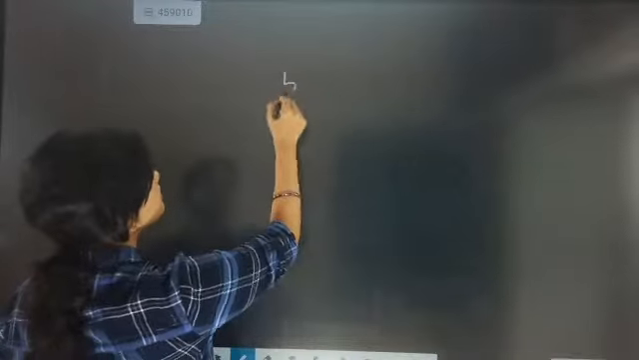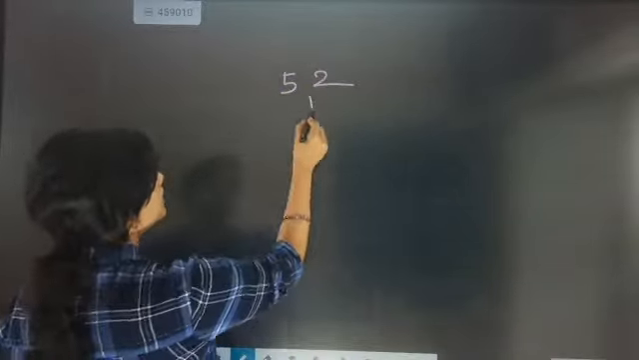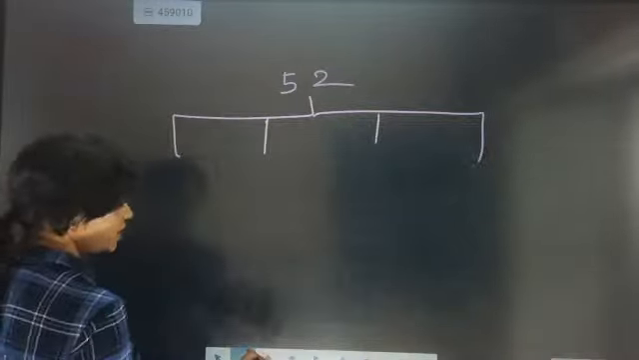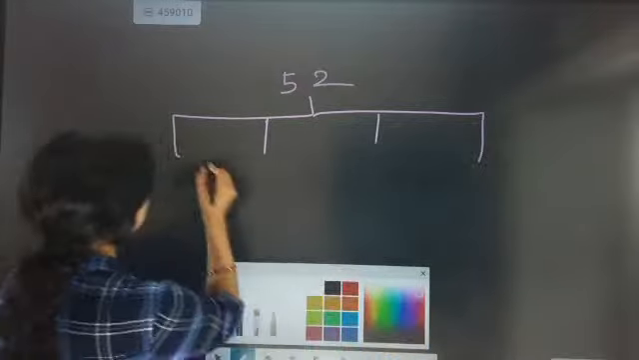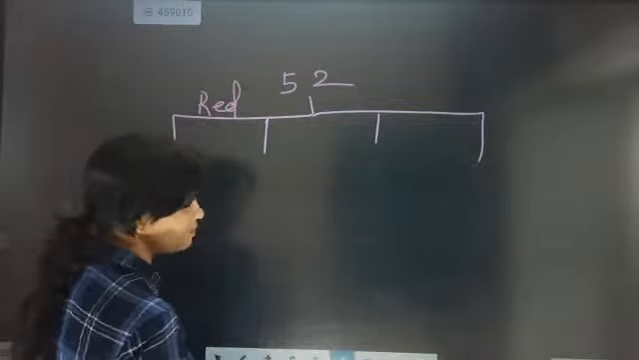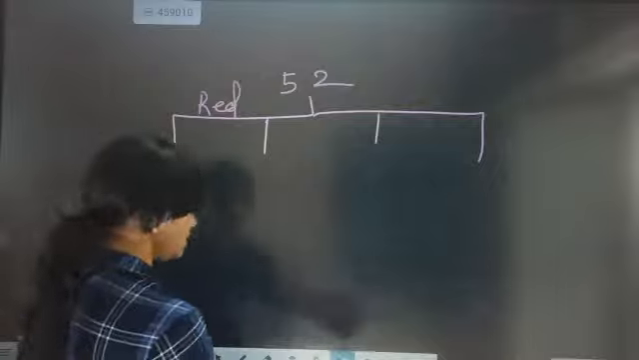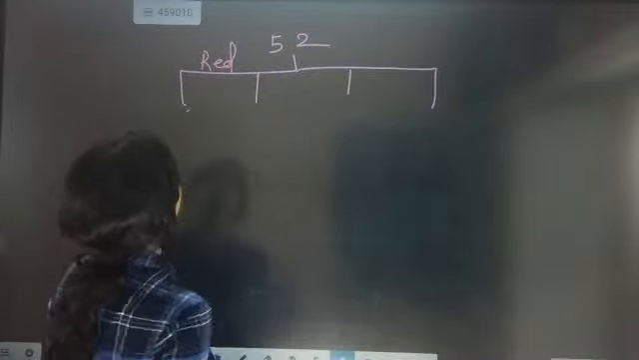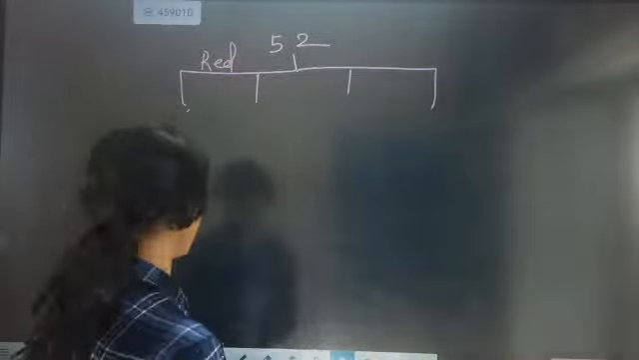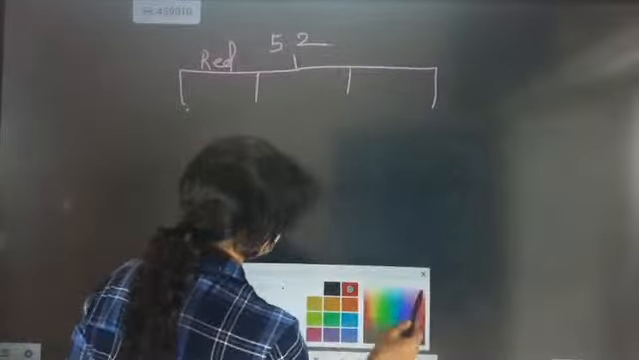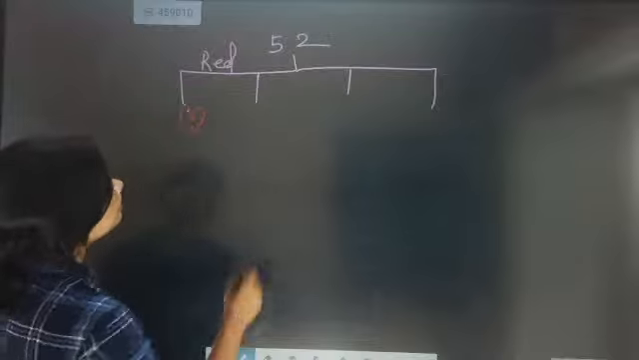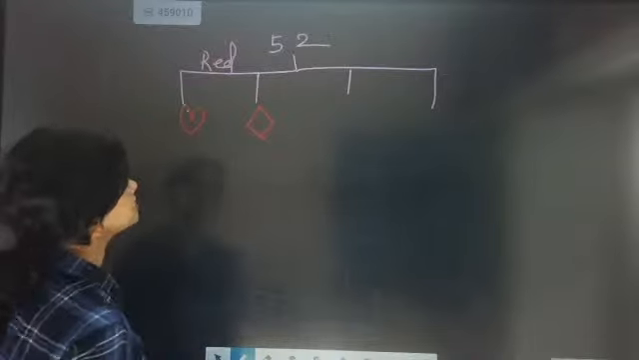So, a total of 52 cards are there. In a well shuffled pack of 52 cards, those who play cards know this. In maths also cards are there. Out of these 52 cards, 26 are red cards. In that, heart and diamond are the red cards.